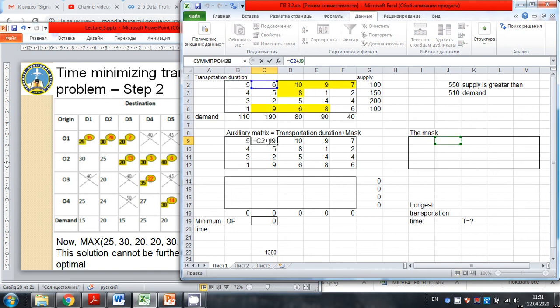So all these are corresponding sums. Now we set up the objective function. The objective function uses this auxiliary matrix, which is the sum of our initial transportation matrix plus the mask, and the range representing the cells reserved for the transportation plan, which we want to optimize.